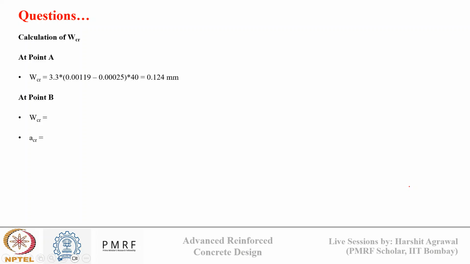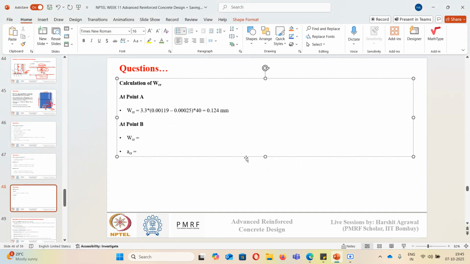So when you substitute this value here, ACR will come out to be 298.7 mm. So WCR will be 3.3 times 0.00018 minus 0.4 times 0.0004, into 298.7. So this will come out to be 0.138 mm. Okay, so at point A and point B, this is how we can calculate the crack width.